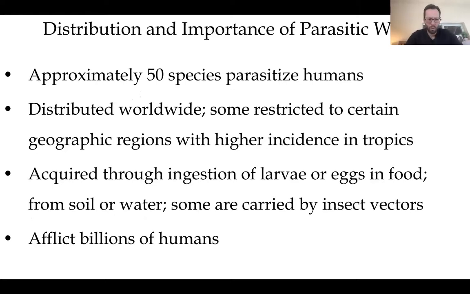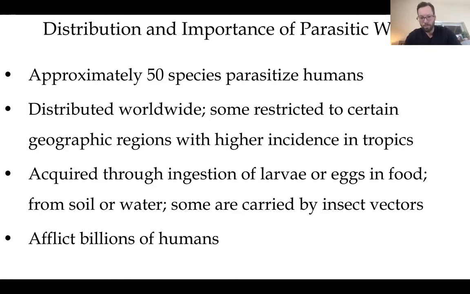Of the vast array of helminths, there's about 50 different species that parasitize humans. And these are found worldwide. Some are endemic to specific regions, particularly in the tropics. A lot of the neglected tropical diseases that I've mentioned involve parasitic worms.